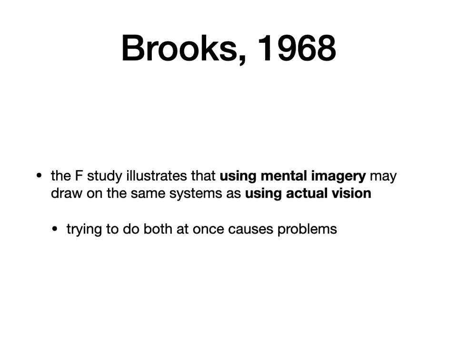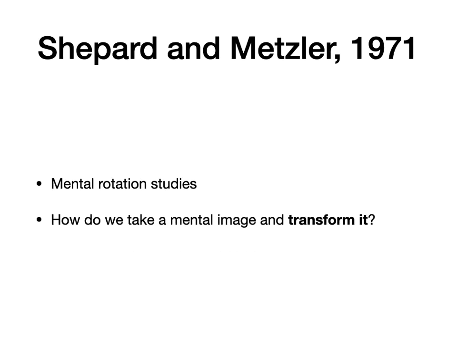Okay, so we've talked about this sort of shared resource issue of some mental imagery coming in and interfering with the same resources that we're using for actual vision. We can also talk about Shepard and Metzler. I like this one quite a lot. So, 1971, again, we're marching forward in the years. These are mental rotation studies. The question is, how do we actually take mental images and transform them?